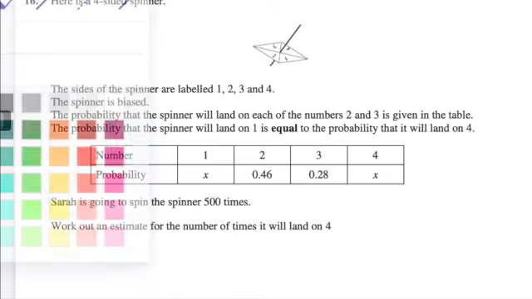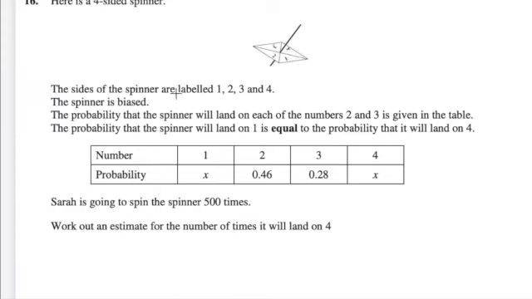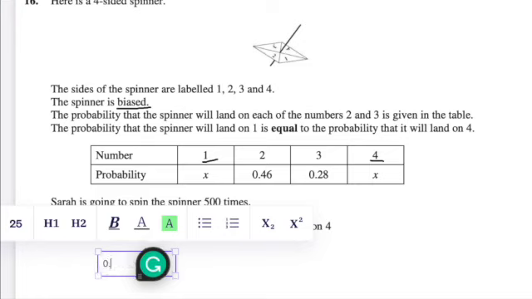Another one pretty much the same as the last one. The probability that the spinner will land on each of the numbers 2 and 3 is given in the table. It's biased, so it's not fair. The probability that the spinner will land on 1 is equal to the probability that it will land on 4. It says it's biased because it's trying to show that not all of the probabilities are the same. If it wasn't biased and if it was fair, all the probabilities would be the same.